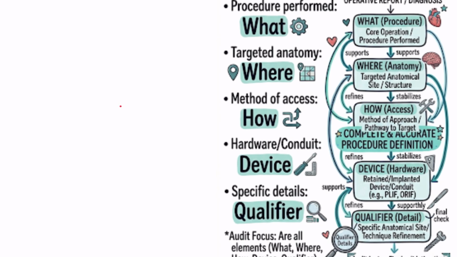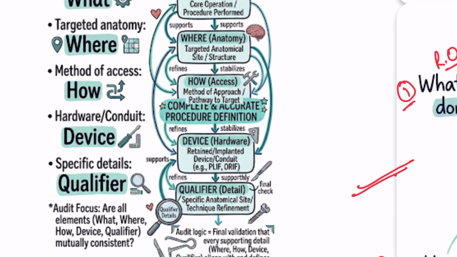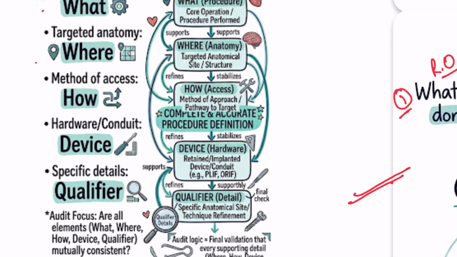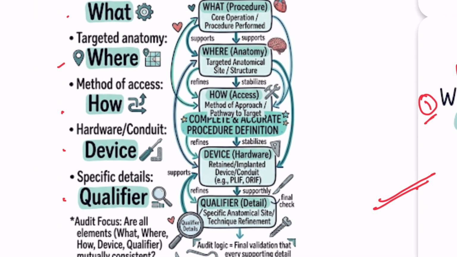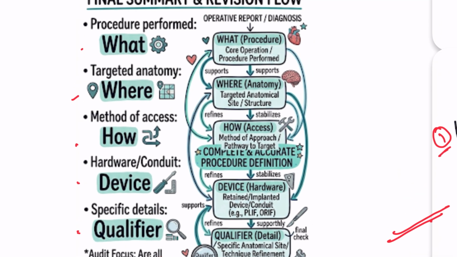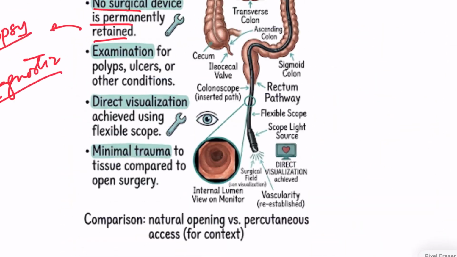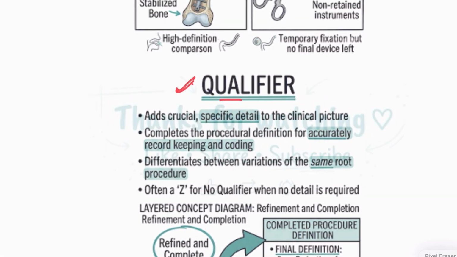So let's simplify everything one last time. When you read a procedure, do not rush to code. Pause and ask: what was done, where was it done, how was it done, what remains inside, what detail completes the picture. This is the entire system. And once you start thinking like this, coding stops feeling like a set of rules and guidelines that you need to memorize. It starts feeling like a structured way of understanding what is happening in the body. And that shift makes everything easier.